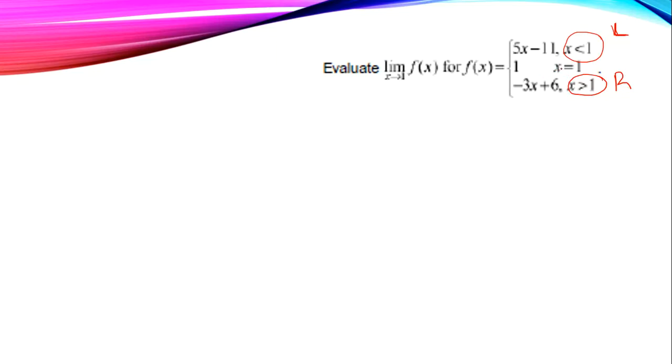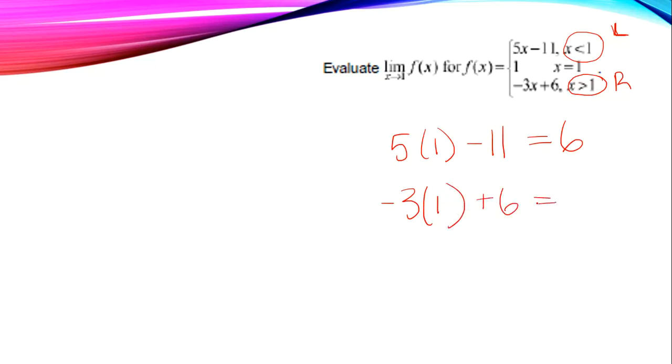And again, we don't really care about what happens when x equals 1. All we care about is as we approach 1. So when I plug in a 1 to my top equation, I get it equals 6. And when I plug in a 1 into my bottom equation, I get that equals 3. So therefore, the limit from the left and the limit from the right do not equal the same thing. So this limit does not exist. Because in order for a limit to exist, the left and the right have to equal the same thing.